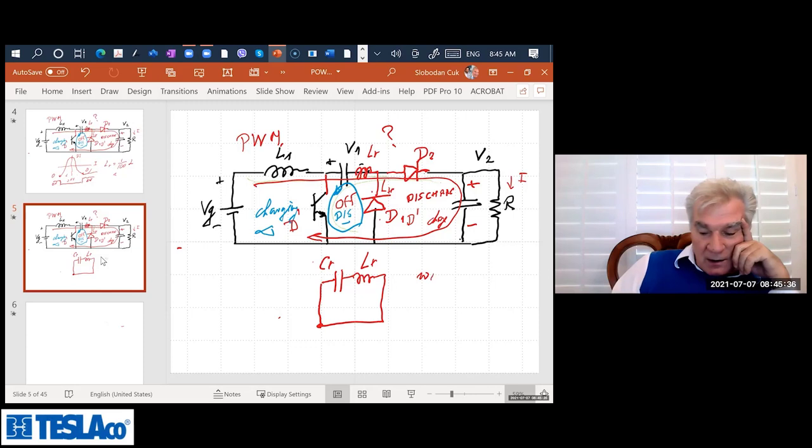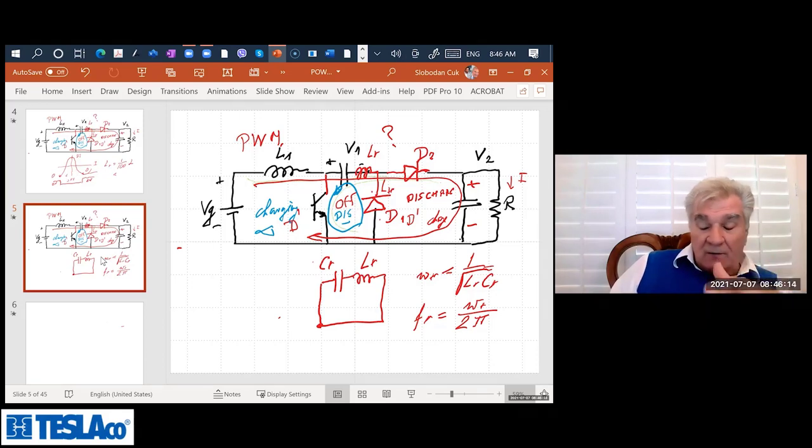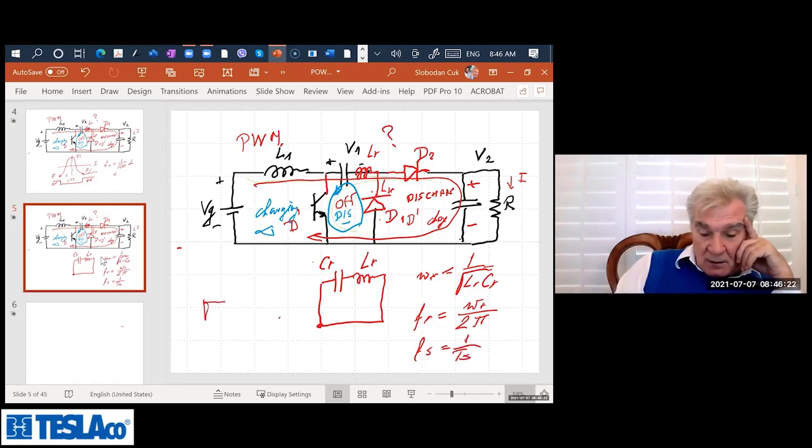And omega R is 1 over the square root of LR CR. That's what I was telling. So there are not multiple frequencies. There is only one frequency dictated by these two components. And of course, what is the resonant frequency? This is the radial frequency, so the resonant frequency is omega R divided by 2 pi. This is the frequency which we compare now to the switching frequency, where switching frequency is 1 over the switching period. This period has an on time and off time. So this here is Ts, this is D times Ts, and this here is 1 minus D times Ts, right?